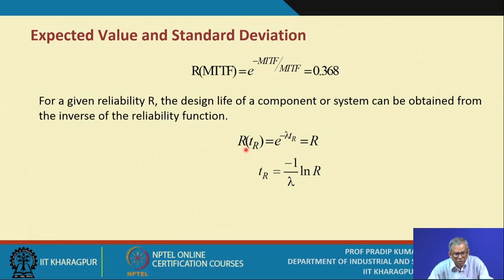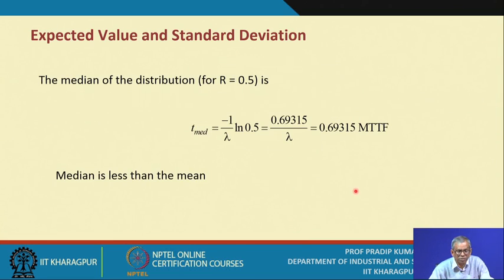So the reliability that the component will last up to TR is e to the power minus lambda t, set equal to R. So TR is minus ln R by lambda. Is it okay? So this is the expression. The median of the distribution is for R equal to 0.5, that is T median. So you have these expressions.